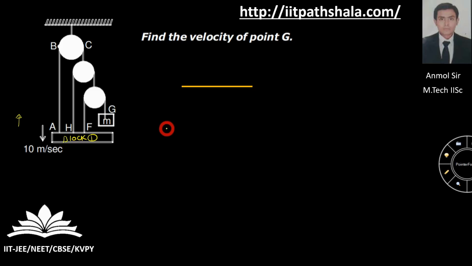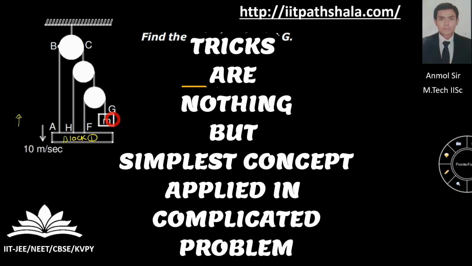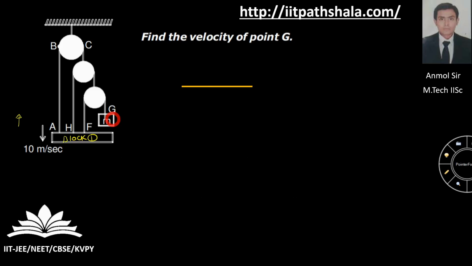Now to find out the velocity of point G, you can use the NLM equations and find out the velocity, acceleration and everything, but the method is very rigorous, cumbersome, and it will cost you time. So what you can do is use my concept over here, which is the relative velocity concept, which we have studied in kinematics.